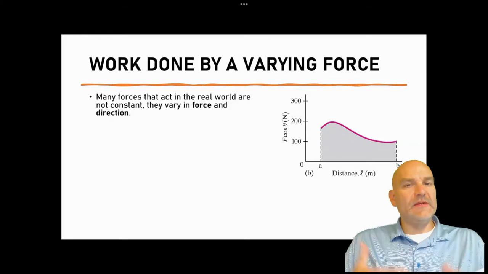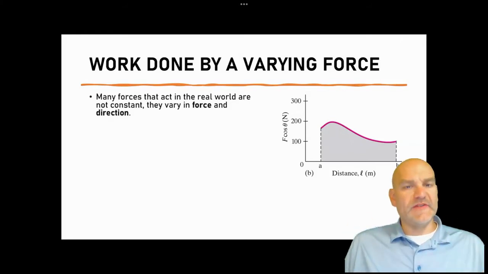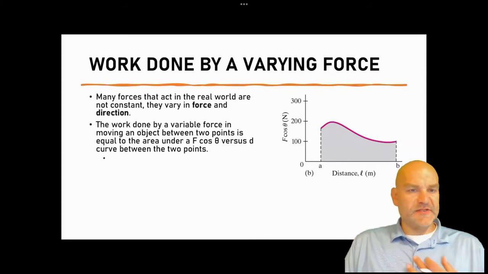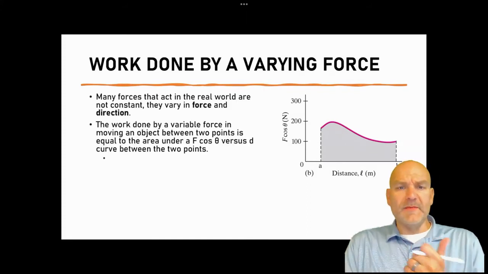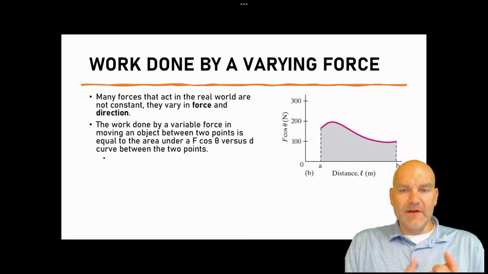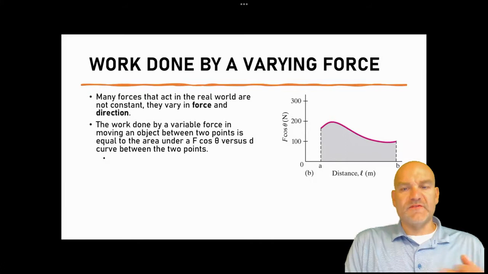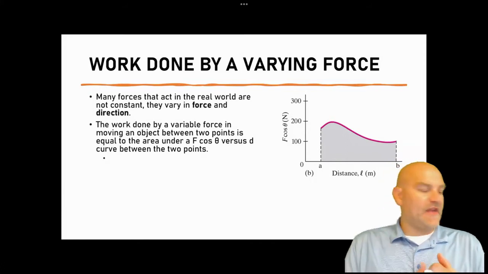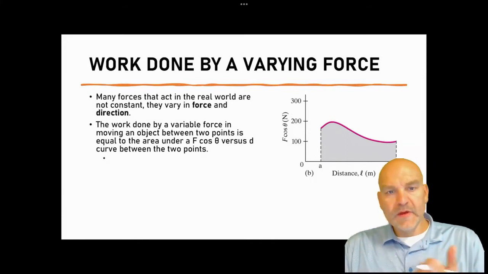So really, again, Physics C, real world. Many forces in the real world are not constant. They're going to vary with your position and your direction. So what does that mean? The work done by a variable force is going to be the area under an F cosine theta versus d curve, or in this diagram, you can see it's an L curve.